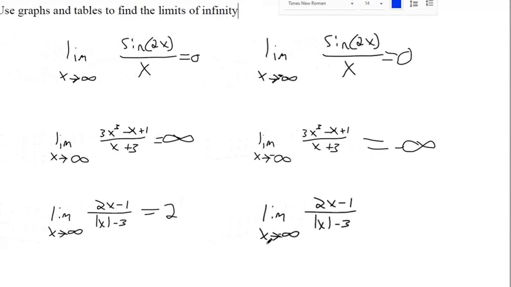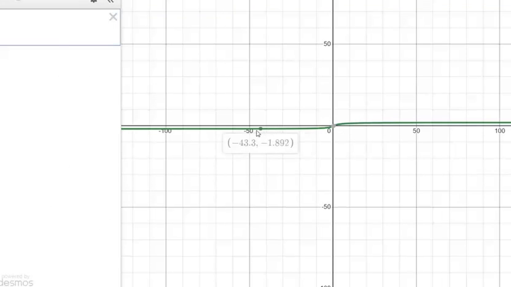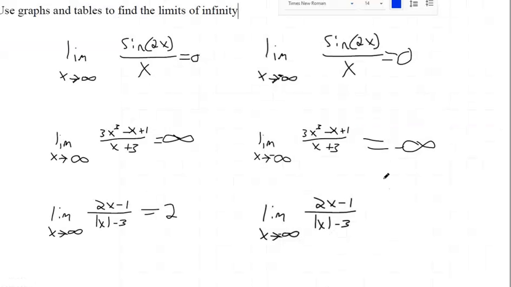And what happens as the x values get really far to the left, negative infinity, the y values get infinitely close to negative 2.